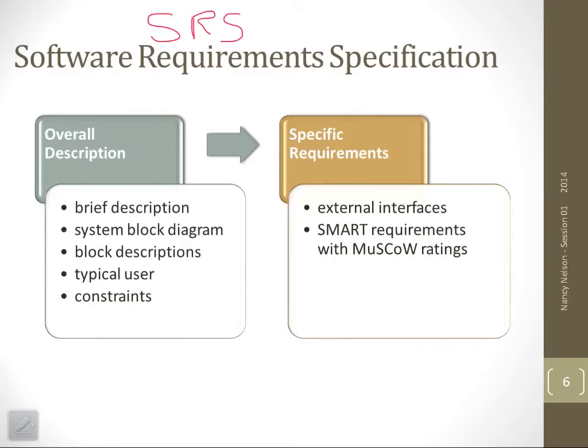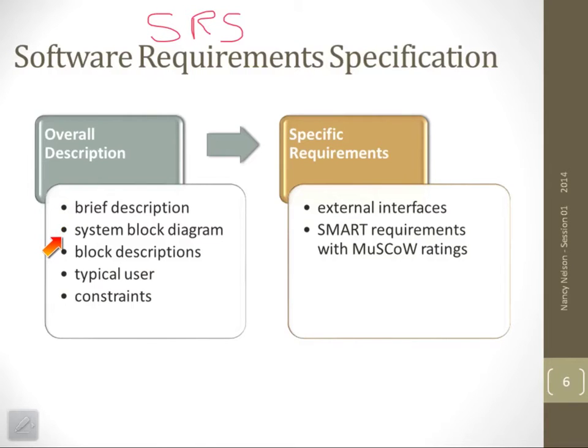Now, it has two main parts. The first is an overall description of the software, and the second is the specific requirements. So let's look at the overall description first. It starts with a very general description of what this program is going to do.